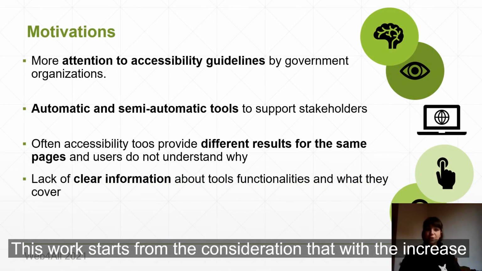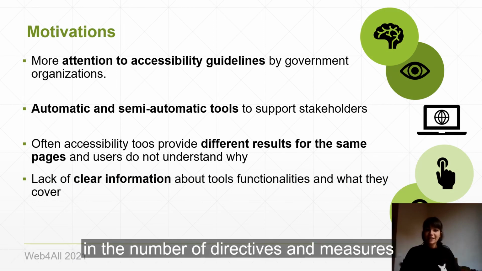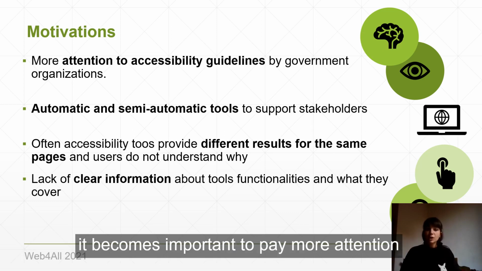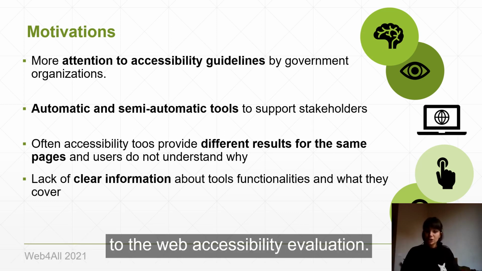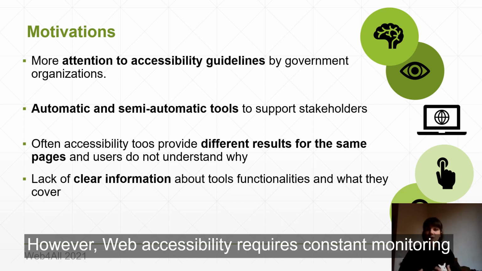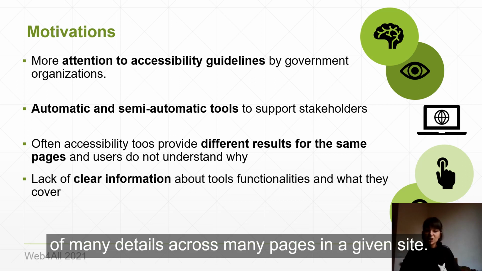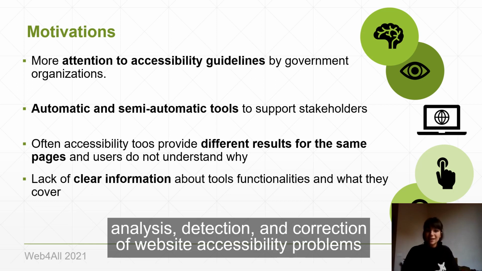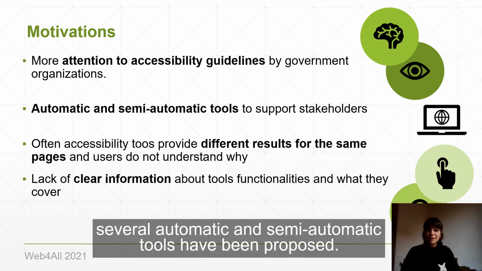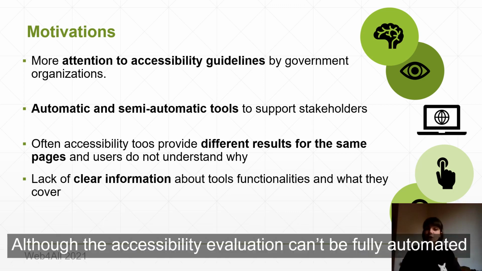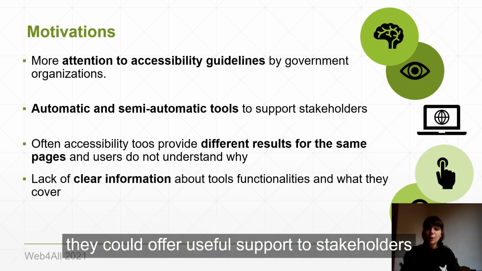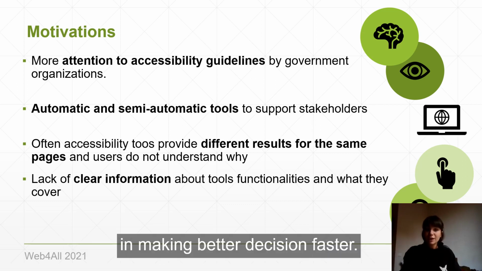This work starts from the consideration that with the increase in the number of directives and measures to make online contents accessible to all people, it becomes important to pay more attention to web accessibility evaluation. However, web accessibility requires constant monitoring of many details across many pages in a given site. Thus, to simplify the monitoring, analysis, detection, and correction of website accessibility problems, several automatic and semi-automatic tools have been proposed. Although the accessibility evaluation cannot be fully automated, as specified in the relevant guidelines and documentation of these tools, they could offer useful support to stakeholders in making better decisions faster.